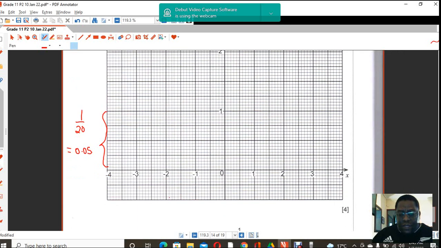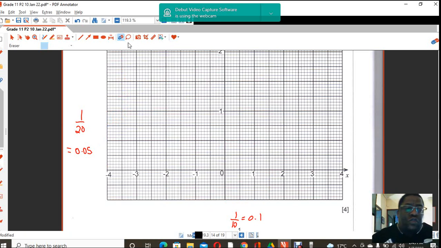Right. And then on the x-axis, how many blocks do you have here? You have about 10 blocks. So 1 divided by 10. So each little block here represents 0.1. Does that make sense? Right. So when we are now going to plot, it's very important that you understand that scale.